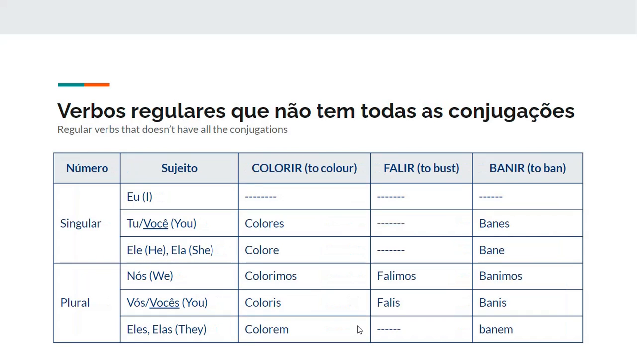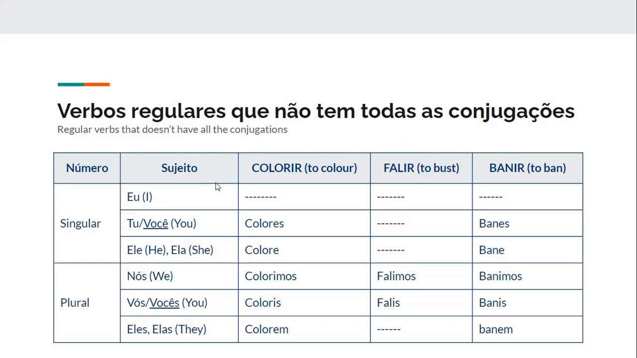And last, there are some regular verbs that don't have all of the conjugations for all of the subjects. So here I put some examples of verbs. So here we have colorir, to color, to paint, falir, to go bust, and banir, to ban. And as you can see here, there are some blank spaces, and this means that they don't have all of the conjugations for all of the subjects.